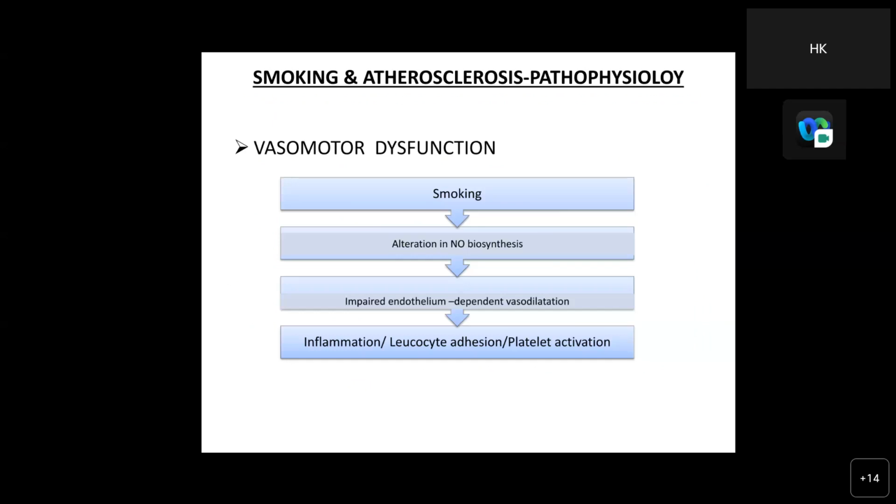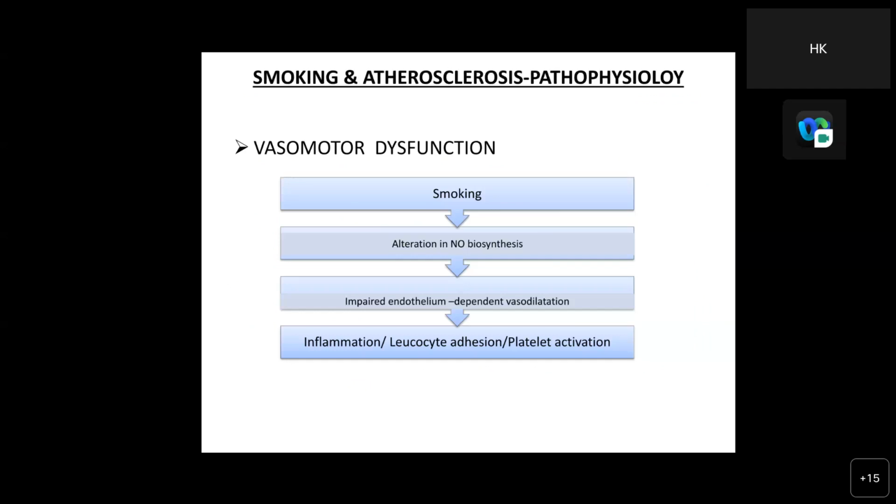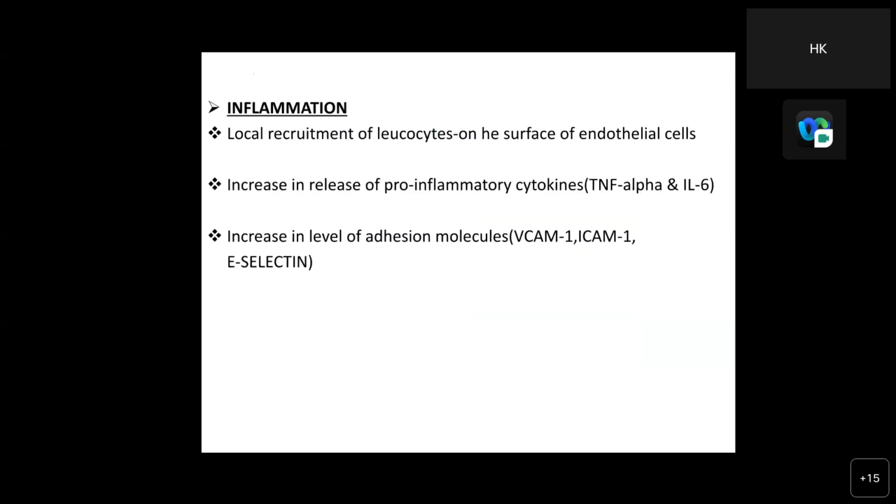The pathophysiology of smoking leading to atherosclerosis is mainly through vasomotor dysfunction. Smoke leads to alteration in nitric oxide biosynthesis, which leads to impaired endothelium-dependent vasodilatation. Along with this, inflammation, leukocyte adhesion, and platelet activation lead to the formation of the atheroma. Inflammation involves local accruement of leukocytes on the surface of the endothelial cells.